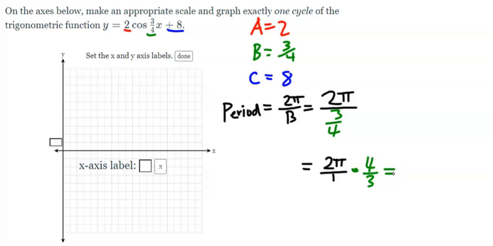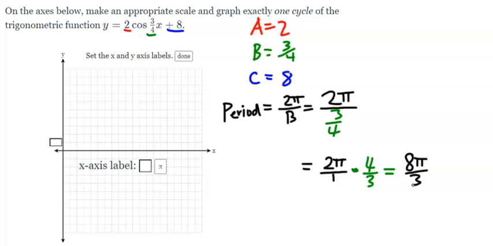This is going to give us the final result where 2 pi multiplied with 4 gives me 8 pi, divided by the denominator of 1 times 3, which is 3. I cannot reduce this any further, so I am done. My period itself is 8 pi over 3. That's what I'm going to use to label the x-axis.